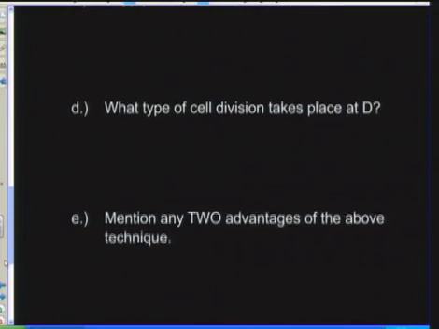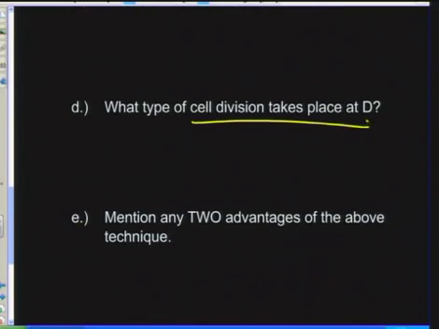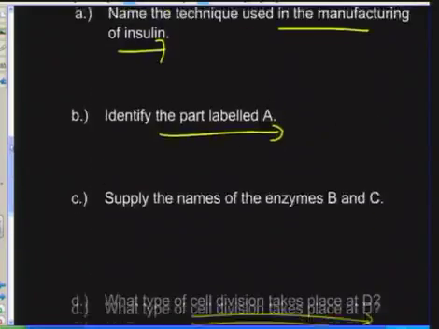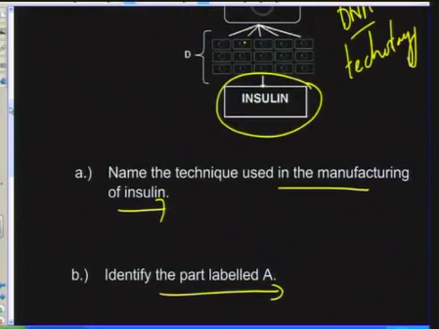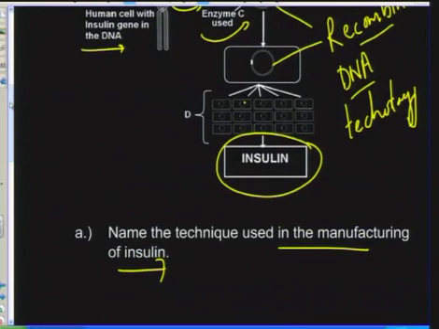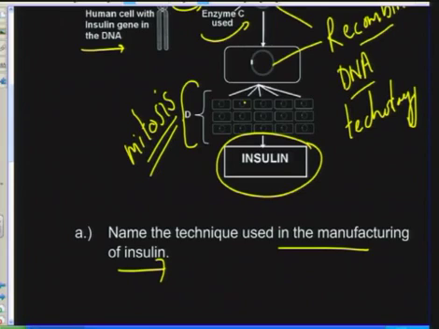Okay, what type of cell division takes place at D? If we look at D, guys, from a single bacteria we have multiple copies here. For this to happen, you need cell division to take place, and that type of cell division is called mitosis. So mitosis produces several copies of identical cells with no change.